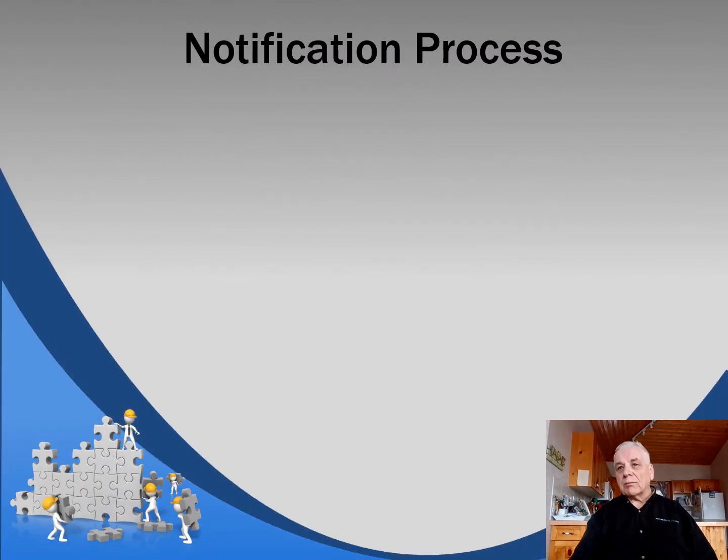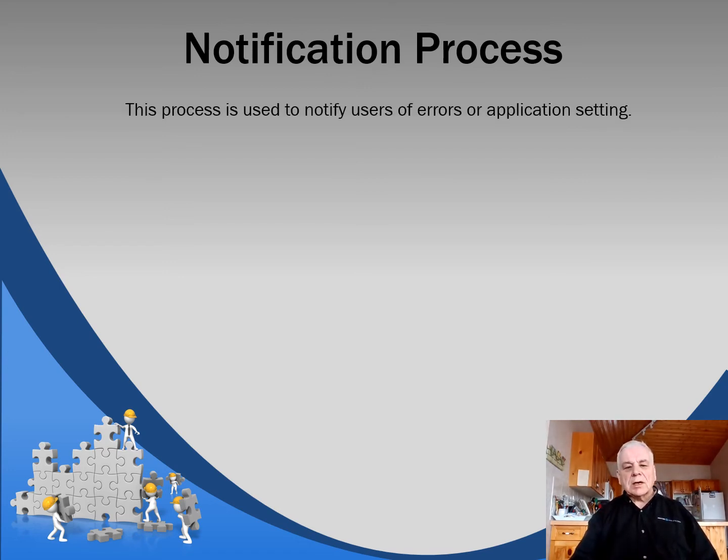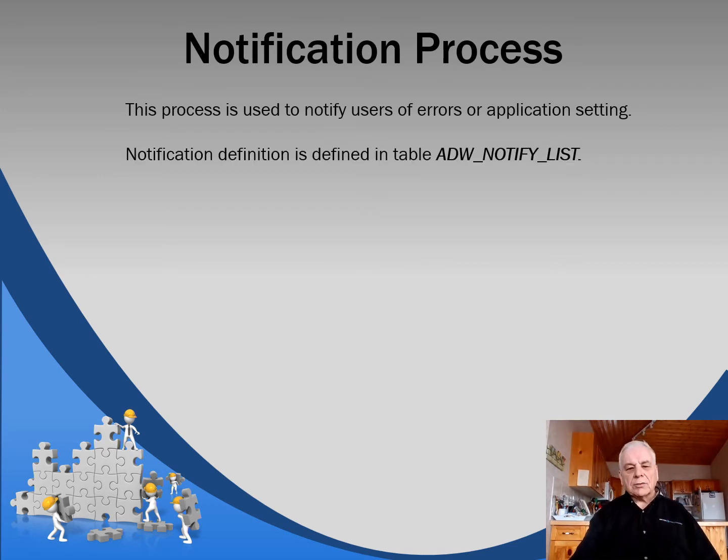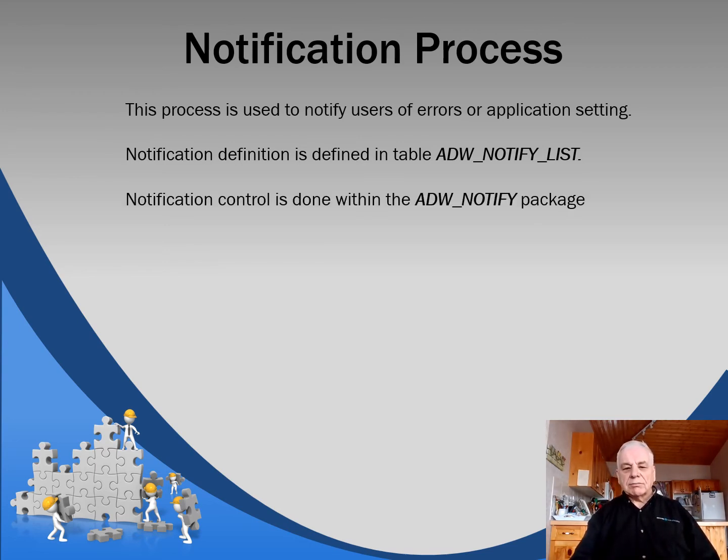I also show you how to do this in a subsequent video. Notification process: again, I will show you in a subsequent video, but this process is used to notify users of errors or application settings. So in other words, if a value's changed, you might notify a user. We also notify, maybe, the ADW administrator that this job failed. It uses an ADW notification list, and the package is controlled using ADW notify.